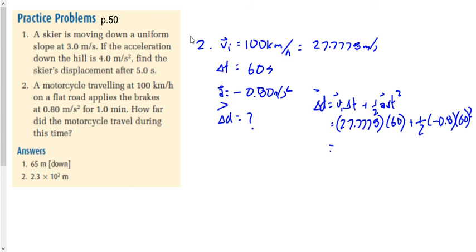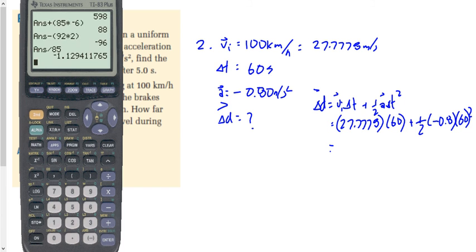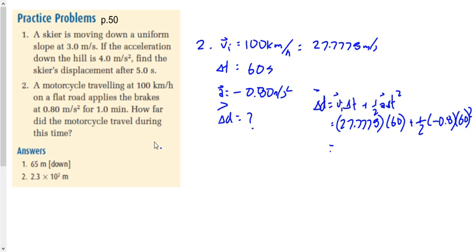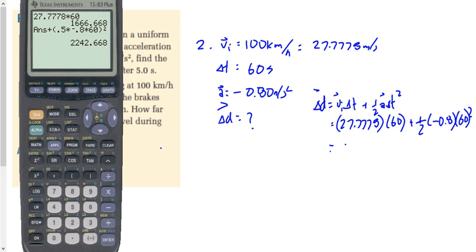All right, let's calculate this as a group now. 27.7778 times 60. Let's add to that, putting everything in that second term in brackets, 0.5 times negative 0.8 times 60. Let's square it, and this is what we end up with. 2242, or 2.2242. That should be 2.2 times 10 to the 3, right?